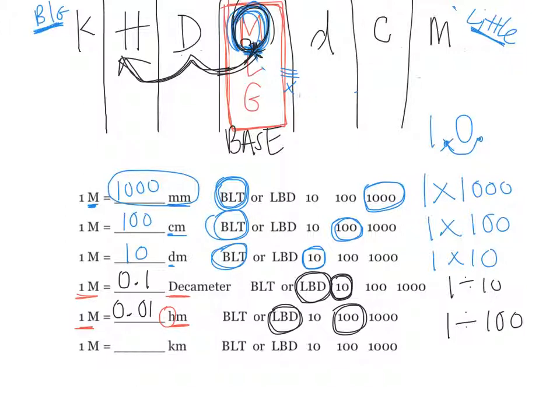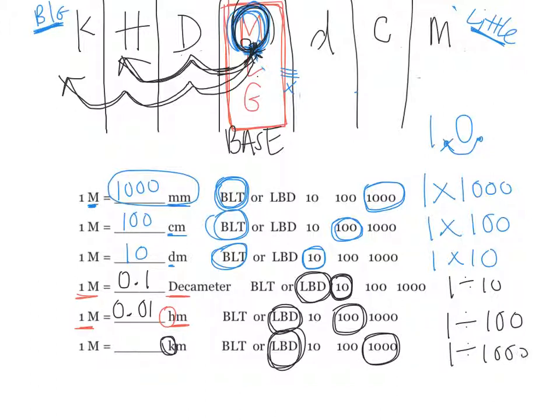Our last example is 1 meter moving to a kilometer. So I'm looking at the K. So my last example says start in the base box. And once again, I'm going to move to the left. I'm going to move 1, 2, 3 places. And I was going from a little unit and moving to a bigger unit. So this is little to big. And since I moved 3 times, that's 10, 100, 1,000. So this is 1 divided by 1,000.